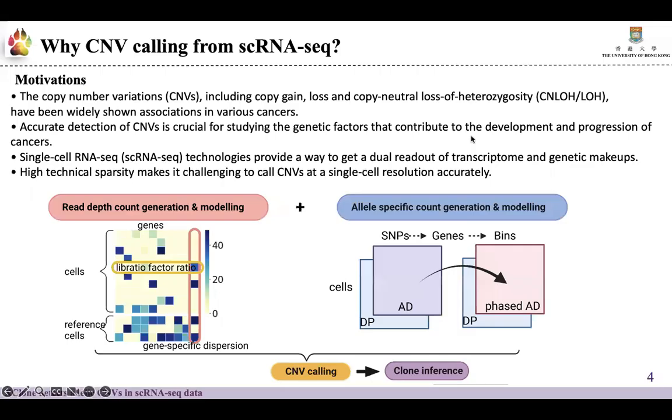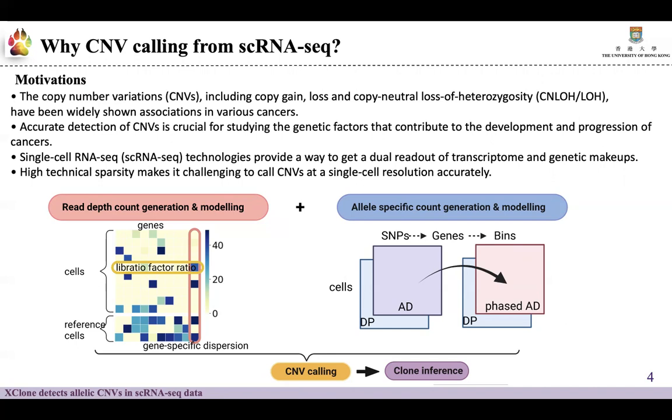As we all know, copy number variations, including copy gain, copy loss, and copy neutral loss of heterozygosity, have been widely shown to be associated with various cancers. Therefore, the accurate detection of copy number variations is crucial for studying the genetic factors that contribute to the development and progression of cancers.